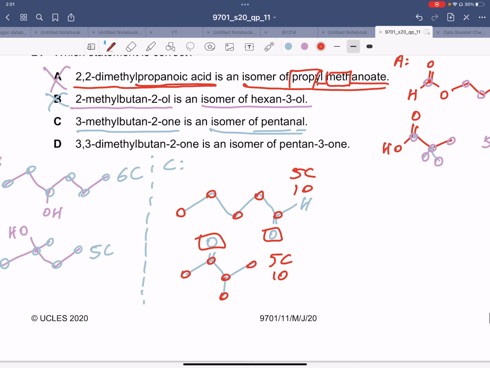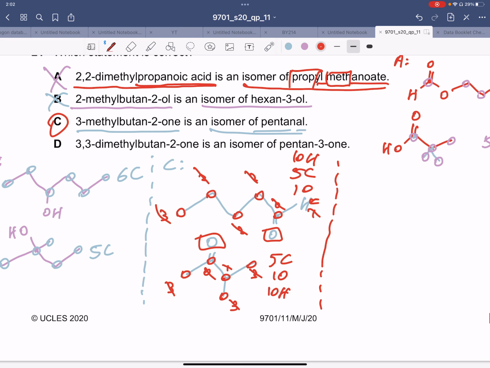And now let's count the number of hydrogens. Okay, so this one's 3, 2, 2, 2, 0, 1. Make sure you count that one, by the way. So let's see. 3, 4, 5, 6, 7, 8, 9, 10. So 10 hydrogens. Now this one, 3, 0, 1, 3, 3. Okay, 3, still 3, 4, 5, 6, 7, 8, 9, 10. 10 hydrogens. What do you know? That is indeed an isomer. Okay. But just in case, let's test that last one.